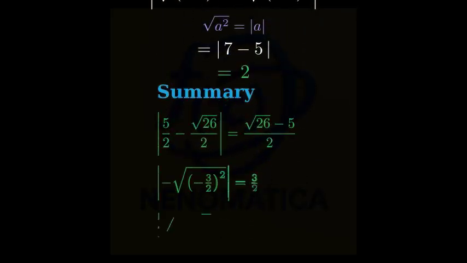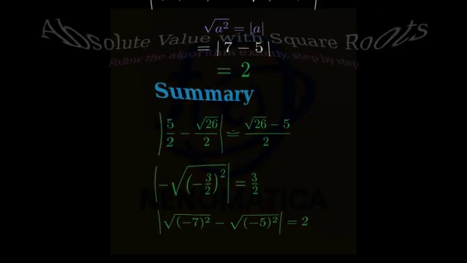Quick summary. Absolute value returns distance from 0, so it never gives a negative. For problem 1 we compared the two halves, noticed the result inside was negative, and flipped the sign. For problem 2 we honored the principal square root before applying absolute value. For problem 3, we used the identity square root of a squared equals absolute value of a. Our final answers are shown in green.